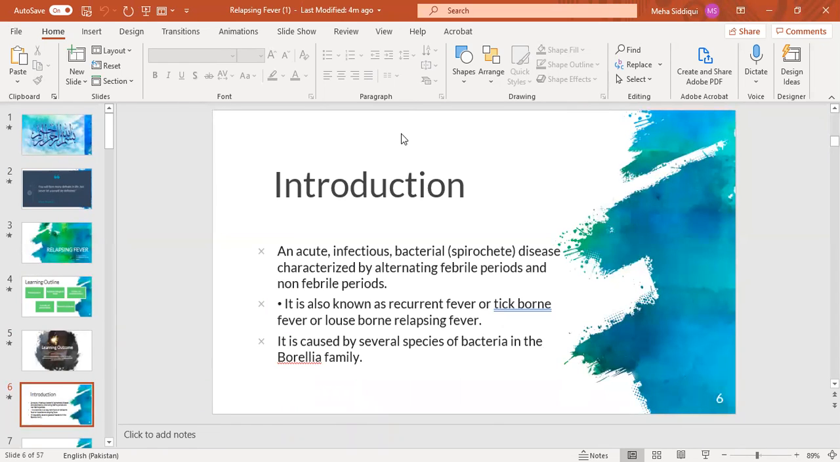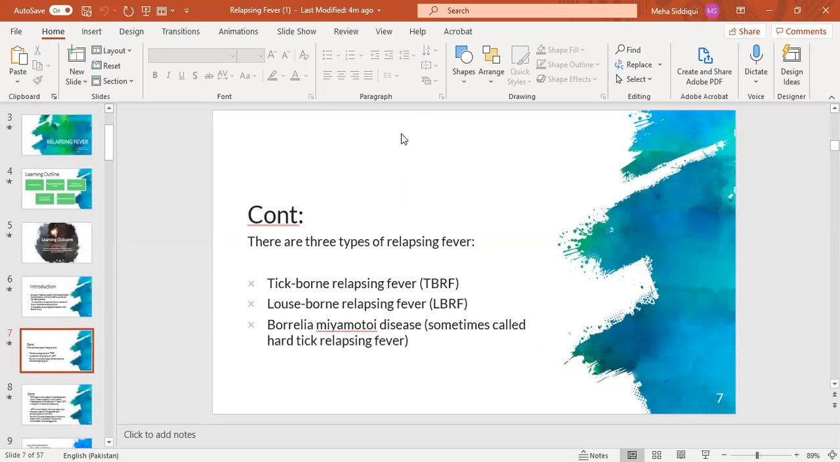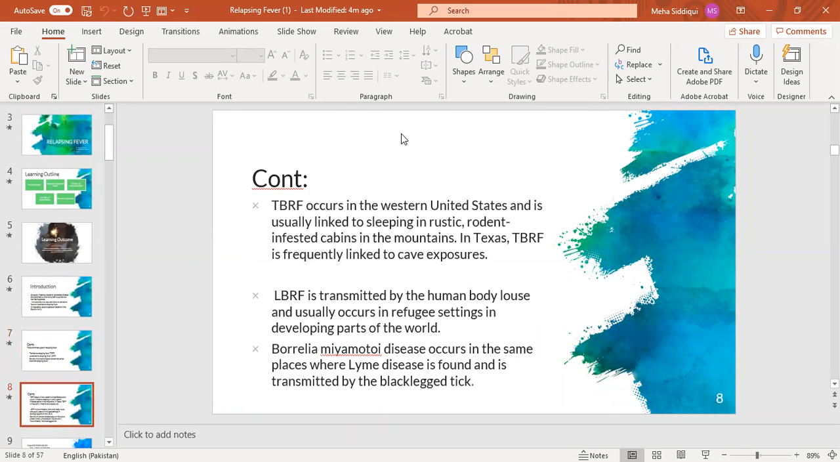Now, introduction. Relapsing fever is an acute infectious bacterial disease characterized by alternating febrile periods and non-febrile periods. It is also known as recurrent fever, tick-borne fever, or louse-borne relapsing fever. It is caused by several species of bacteria in the Borrelia family. There are three types of relapsing fever: tick-borne relapsing fever, louse-borne relapsing fever, and Borrelia miyamotoi disease, sometimes called hard tick relapsing fever.